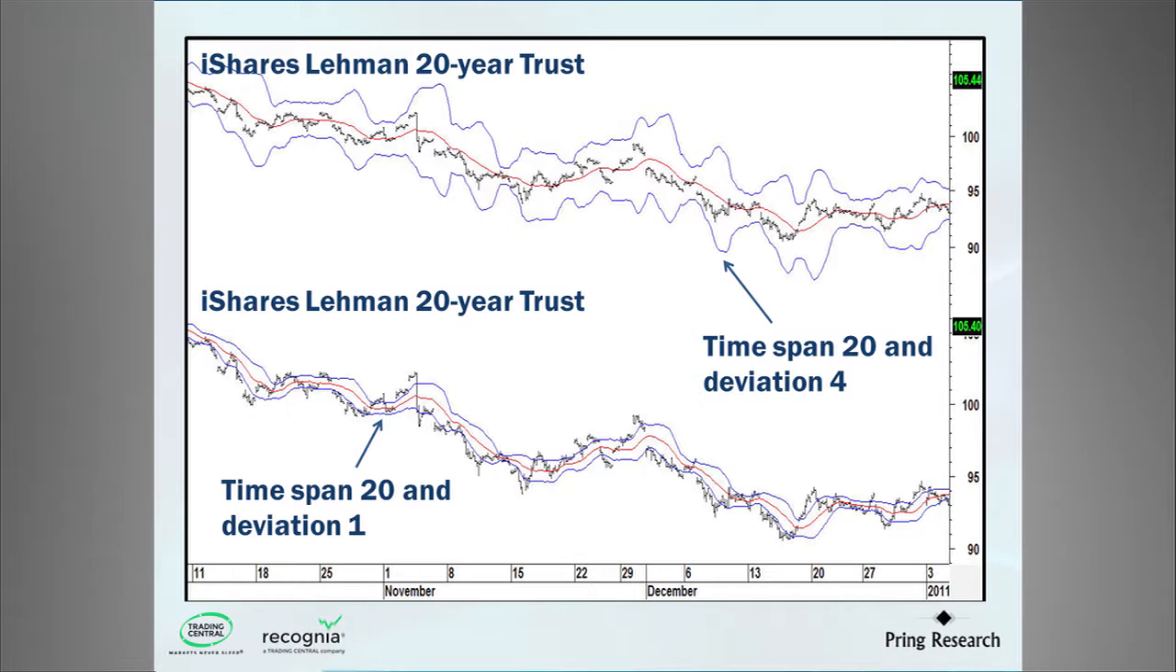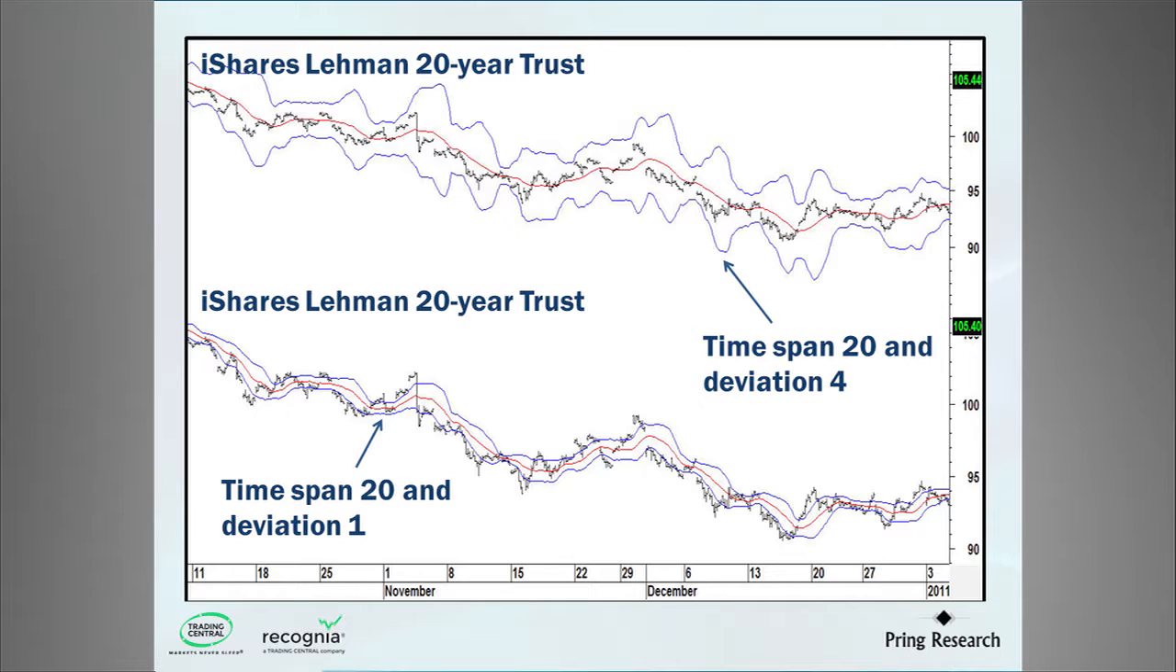Alternatively, the larger deviation factor returns in the upper panel a band that's a long way from the price and is rarely if ever touched. Again, pretty useless from an analytical point of view. Think of the deviation as a parameter that corresponds with an overbought oversold level.